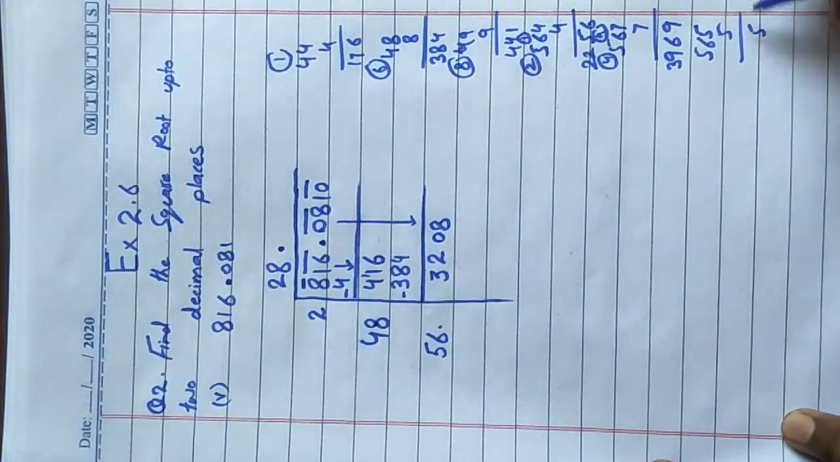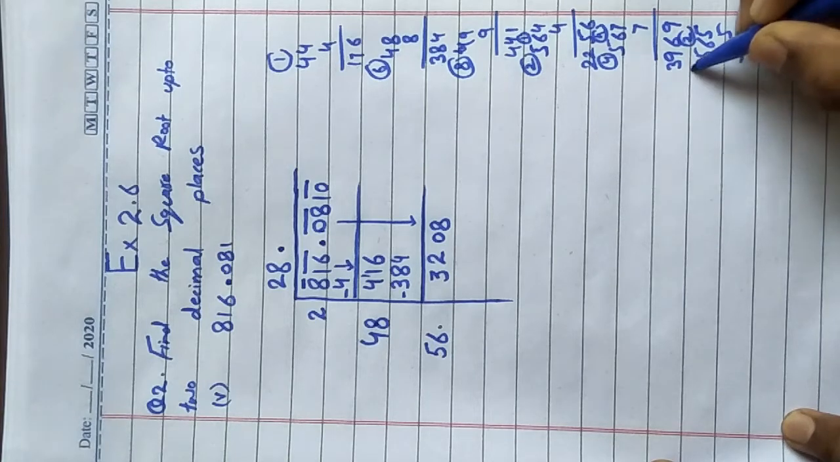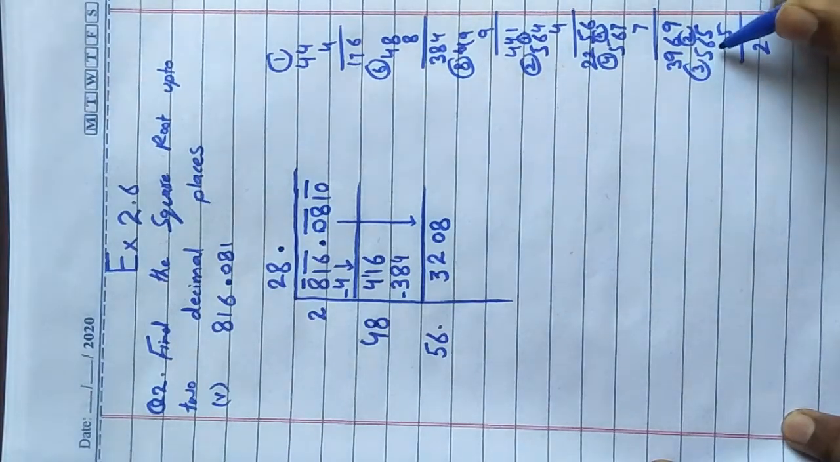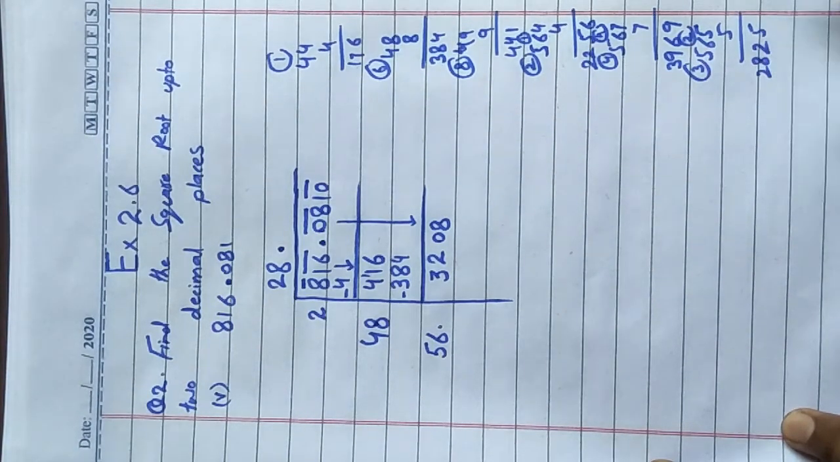5 5s are 25, 5 here, 2 carry. 5 6s are 30, 32, 2 here, 3 take carry. 5 5s are 25 or 28. Let us assume 6. 6 6s are 36, 6 here, 3 take carry. 6 6s are 36 or 39, 9 here, 3 take carry. 6 5s are 30 or 33.